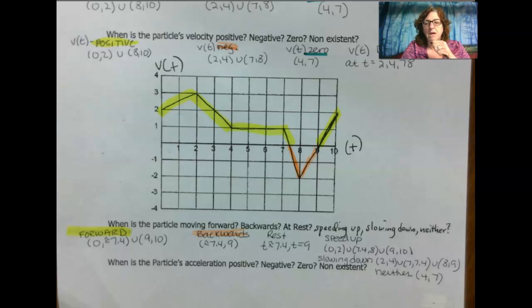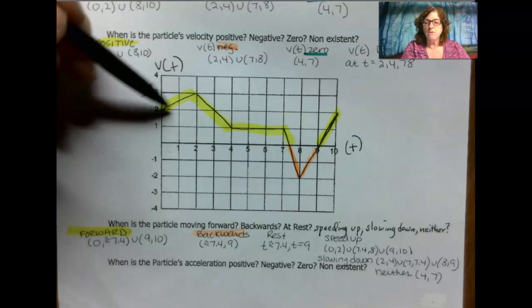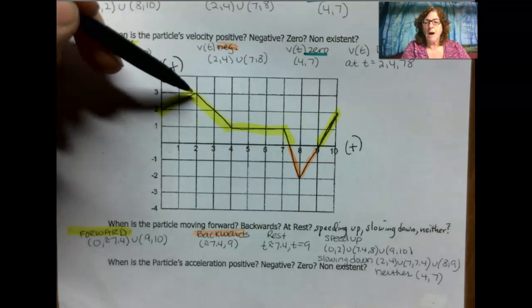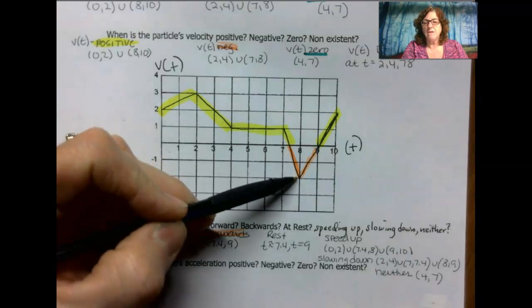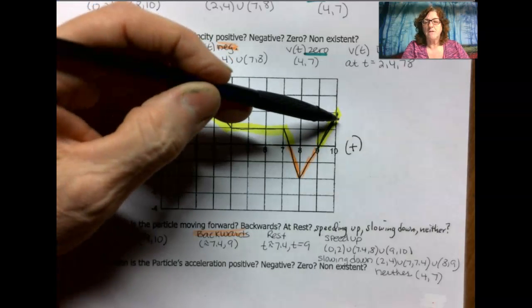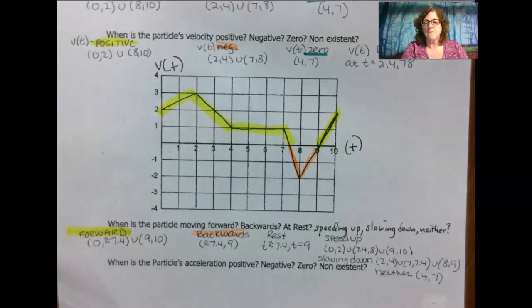The particle is speeding up when we have both a positive slope and it being above the x-axis, or a negative slope and below the x-axis. So here the function is speeding up from 0 to 2. It's also speeding up from 7.4 to 8. And then it's also speeding up from 9 to 10.